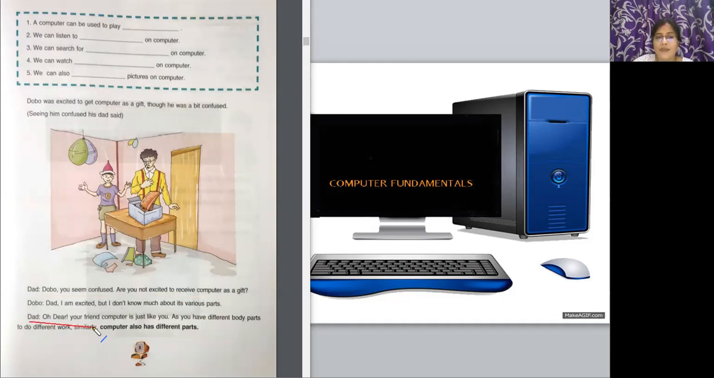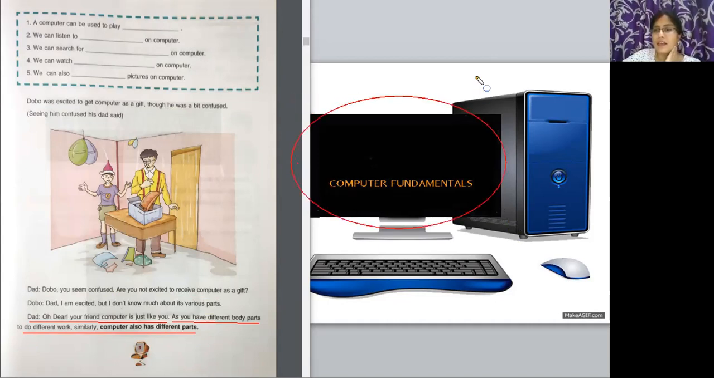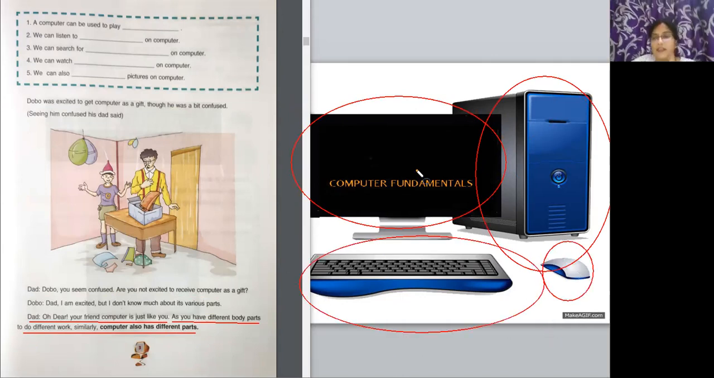Then Dad said, Oh dear, your friend the computer is just like you. Yes, a computer is exactly like how we are. As you have different body parts to do different work, similarly, a computer also has different parts. Children, we have different body parts to do different work. The same way, a computer is designed in such a way that it has different parts for different work, just like our body.